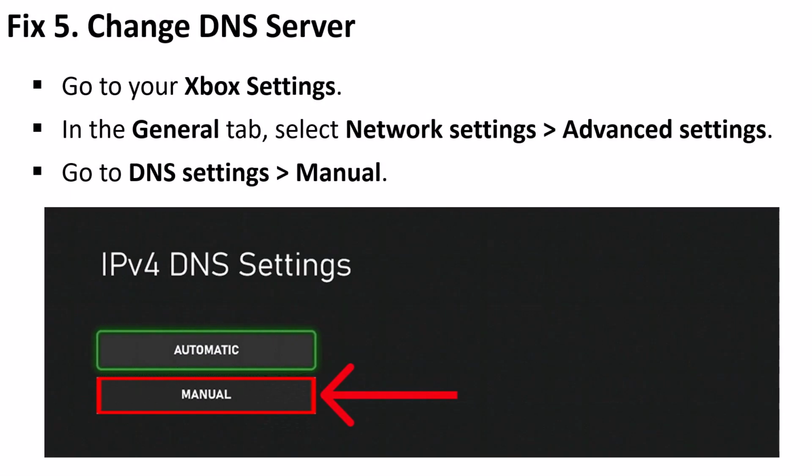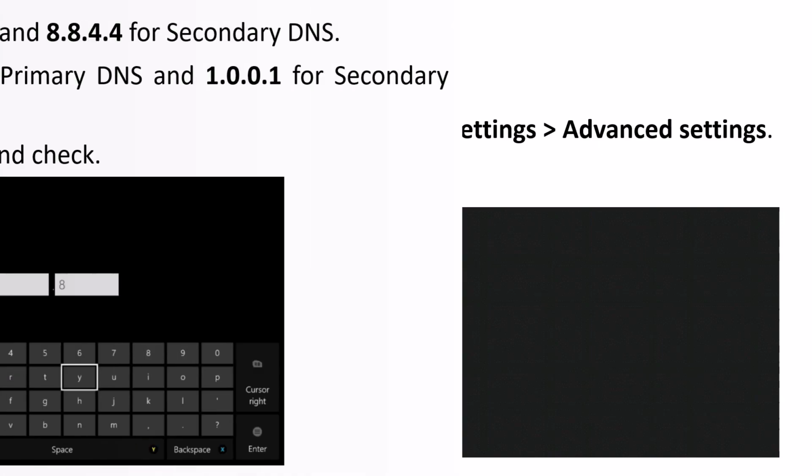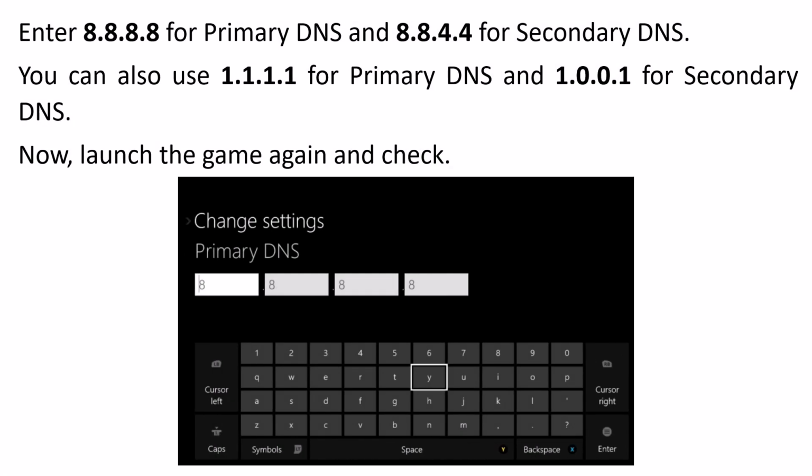Fix 5 is to change DNS server. Go to your Xbox settings, in the general tab select network settings, advanced settings, go to DNS settings, manual. Now in the primary DNS enter 8.8.8.8 and in secondary DNS enter 8.8.4.4 and then save it and then launch the game and check. Now if that doesn't work, then repeat the process and this time in the primary DNS enter 1.1.1.1 and in secondary DNS enter 1.0.0.1 and then save it and then relaunch the game and check if your problem is solved or not.